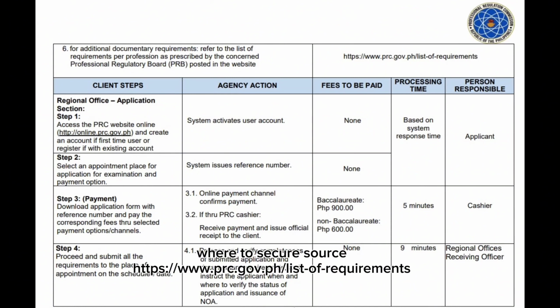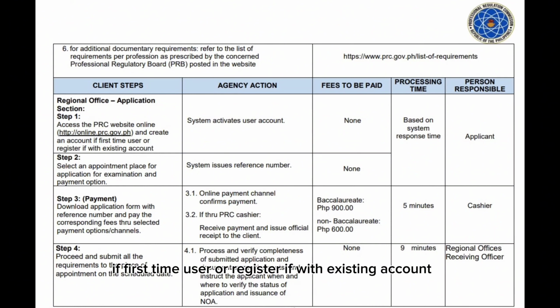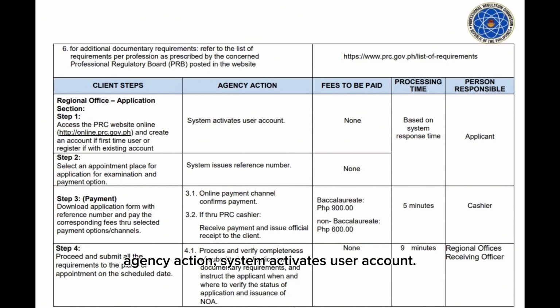www.prc.gov.ph. List of requirements. Client steps. Step 1: Access the PRC website online at prc.gov.ph and create an account if first-time user, or register if with existing account. Agency action: System activates user account.